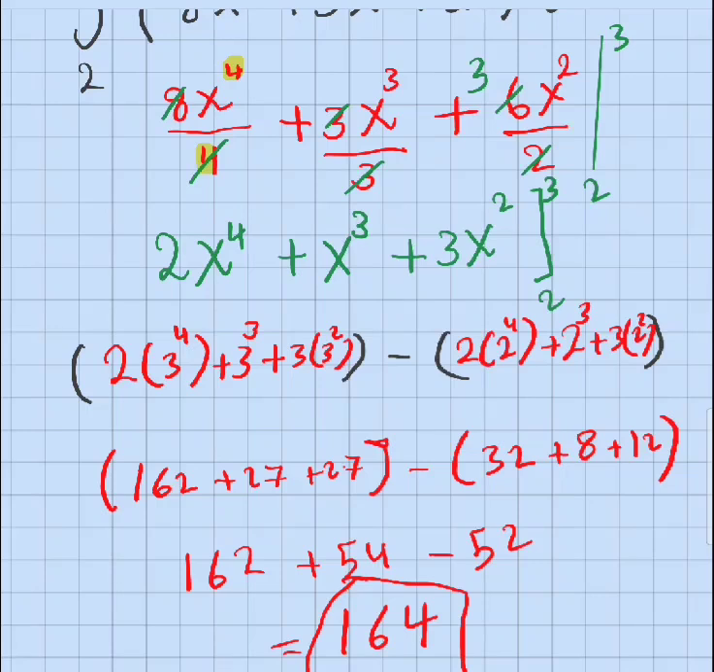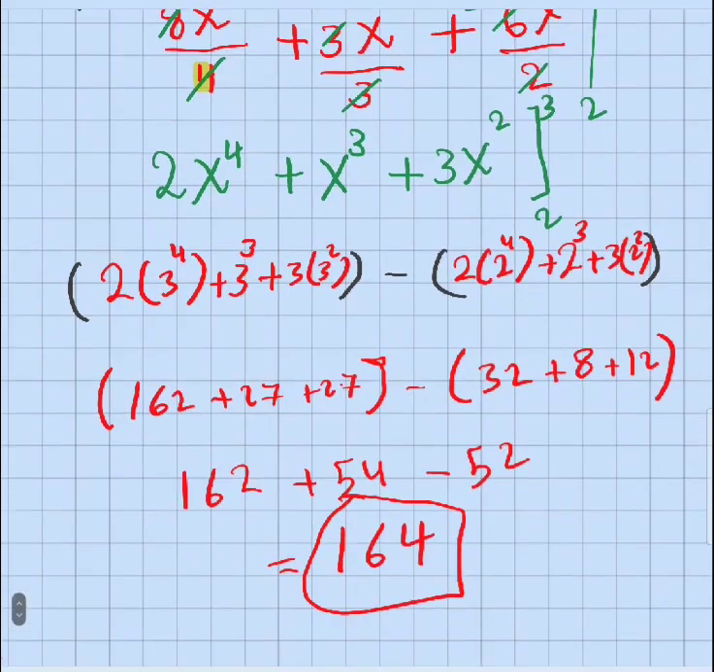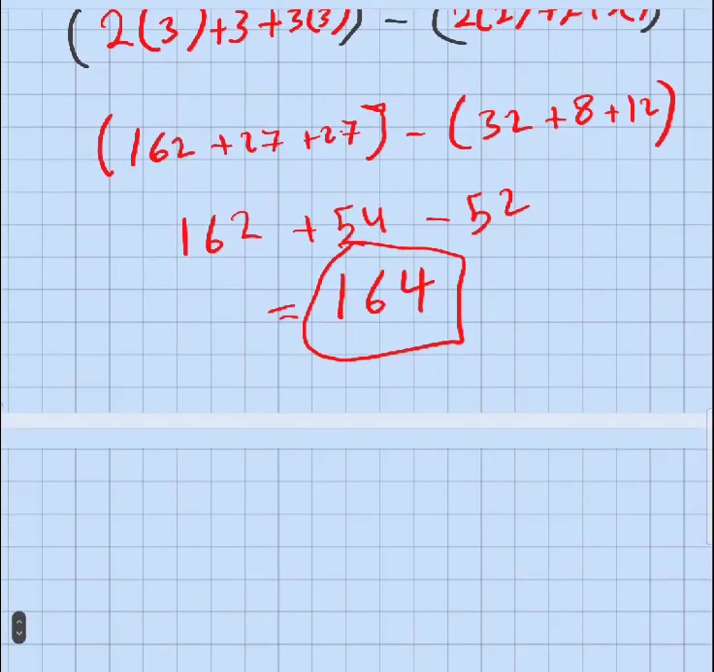Now this value here, 164, represents the area under the curve that is between the curve represented by that function and the x-axis, between the x values 2 and 3. So that's what the definite integral can do. It can help you calculate the area under the curve. But that's a topic for another discussion.